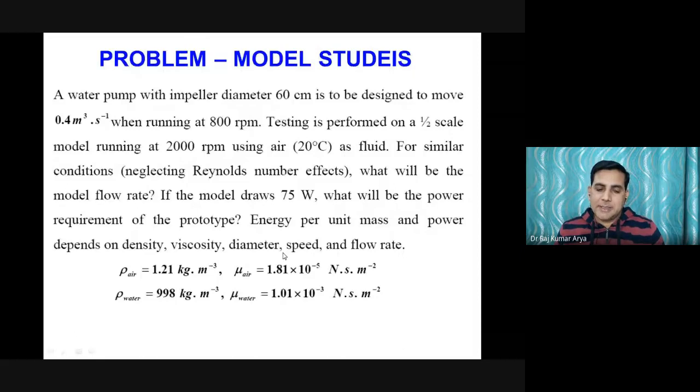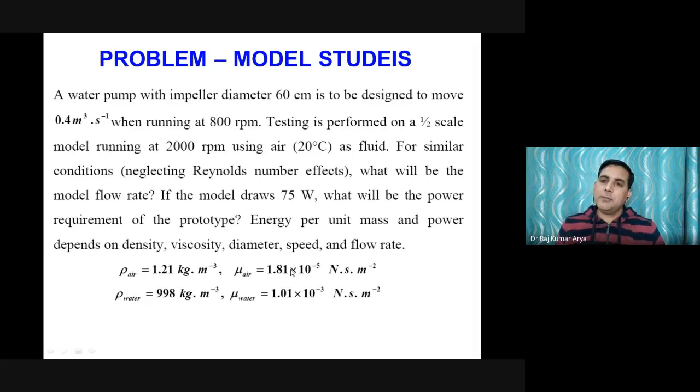Now, these densities and viscosities are given to you. You need not memorize them for the exam. The density of air is given, the viscosity of air is given, the density of water is also given, and the viscosity is also given to you. So this data is given to you.